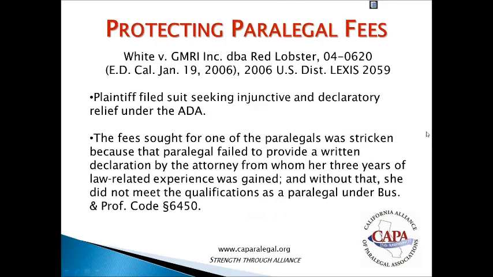The next case is White versus GMRI, another Red Lobster case here. The citation is up above. The plaintiff filed a suit seeking injunctive and declaratory relief under the ADA. It's another ADA claim. The fee sought for one of the paralegals was stricken because that paralegal failed to provide a written declaration from the attorney from whom her 3 years of law-related experience was gained. Without that, she did not meet the qualifications as a paralegal under Business and Professions Code 6450.